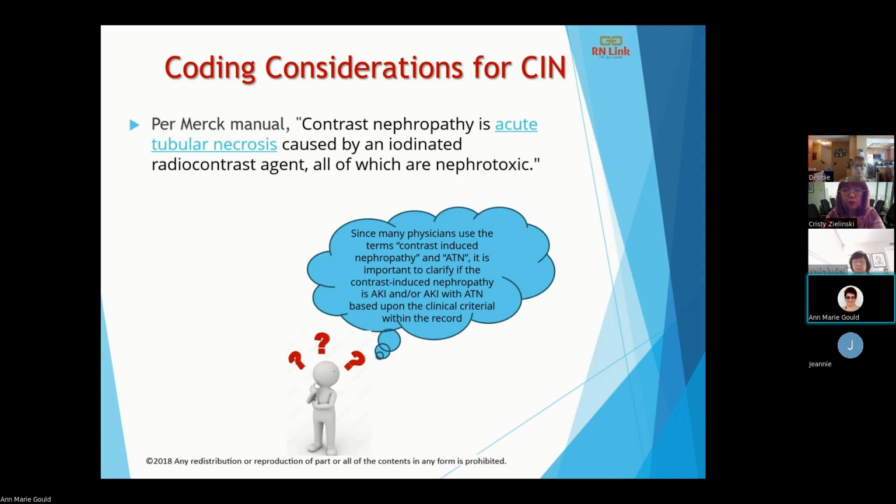And I thought that per Merck Manual, they said, no, contrast nephropathy is ATN. But take a look at your labs, right? You want to look at your labs. They might not have progressed to ATN, but they may have an AKI going on. All right.